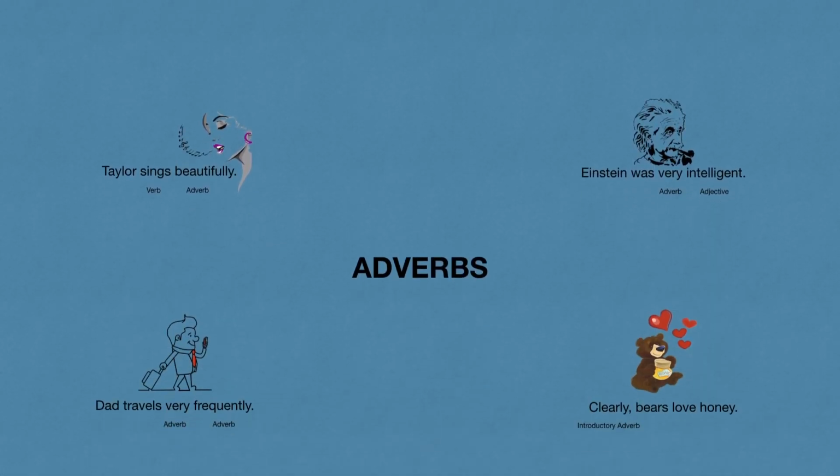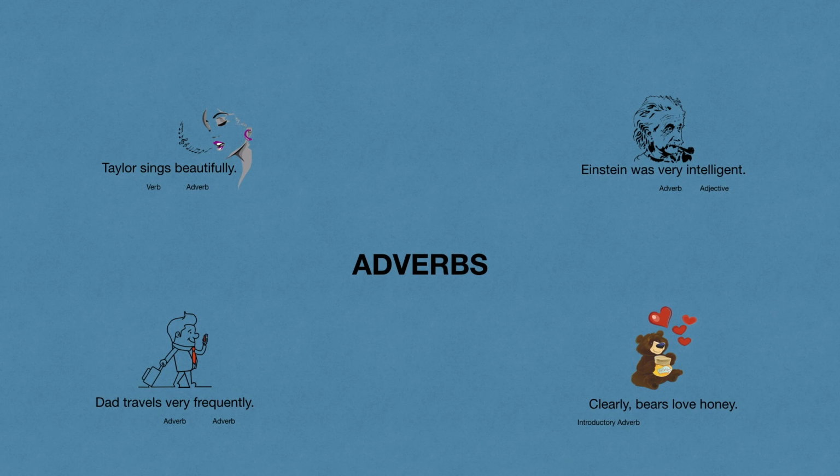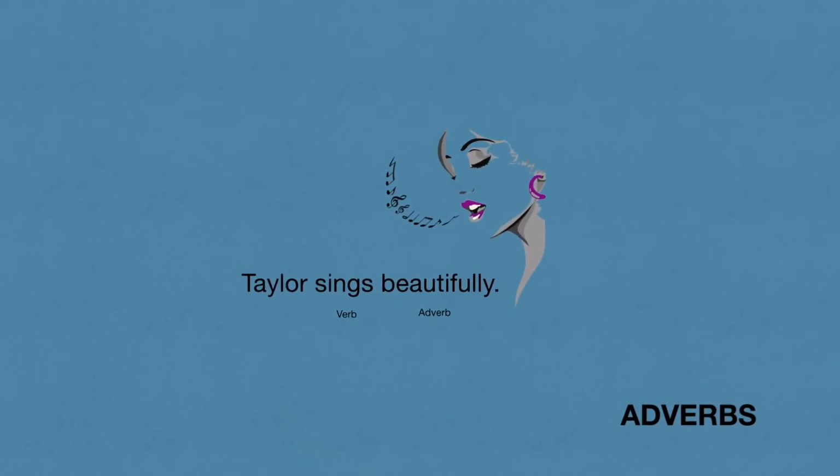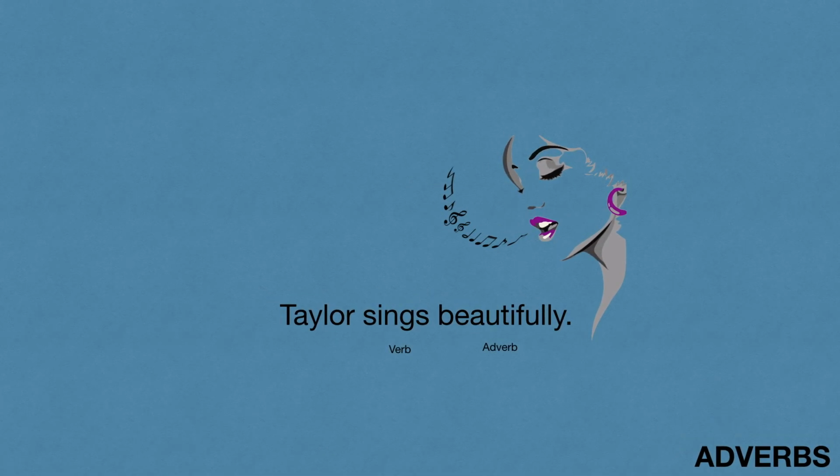But before we start off with prepositions, let's take a few minutes to revise a couple of related parts of speech. The first is the adverb. As you probably know by now, the adverb is the part of speech that modifies or describes primarily a verb. For example, in the sentence, Taylor sings beautifully, the adverb beautifully describes the verb sings by telling us the manner in which she sings.